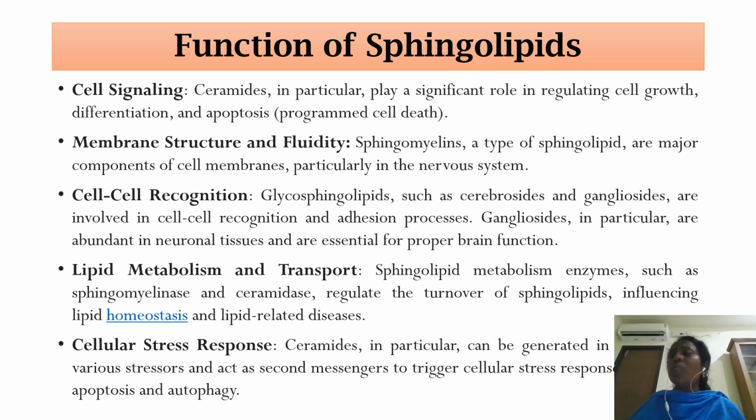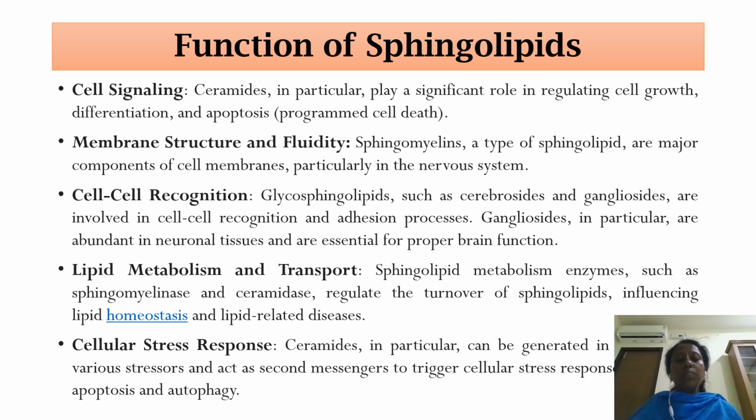The enzymes are the main component involved in the conversion mechanism of each metabolism. They are the background involved in the conversion of one component to the other component of metabolism. So sphingolipid metabolism is one such important metabolism and transport mechanism in your system, where enzymes such as sphingomyelinase and ceramidase are the main enzymes which regulate the turnover of sphingolipids, which influences the balance, that is, to have a homeostasis mechanism and to help with lipid-related disease.